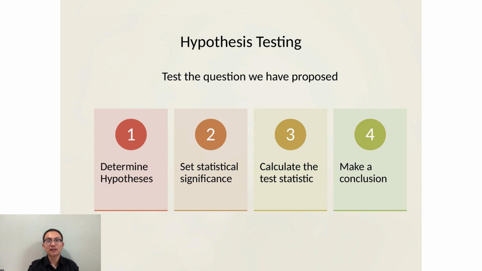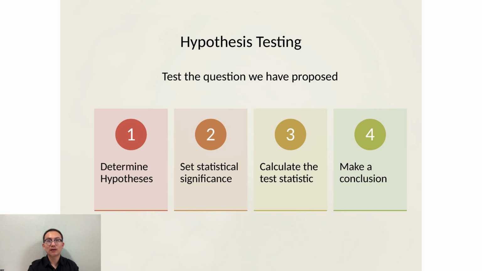Step 1, set up the hypotheses. We begin with a null hypothesis, H0, which assumes there's no real difference or relationship. It's like the default assumption. Then we have an alternative hypothesis, HA, which is what we want to test. It reflects what we think might be true based on our earlier observations or questions.